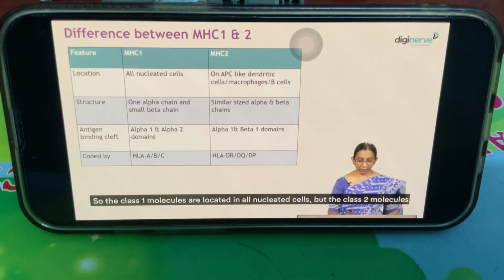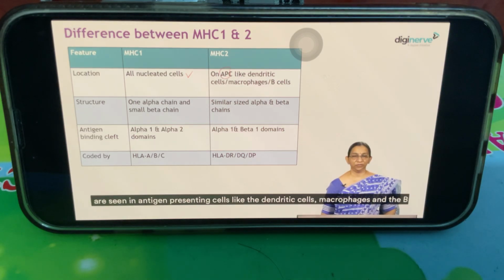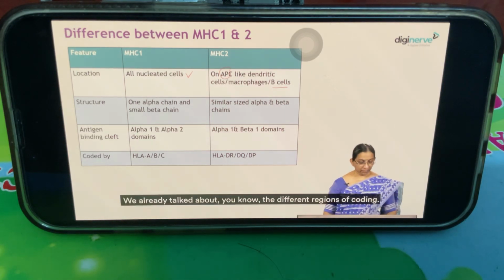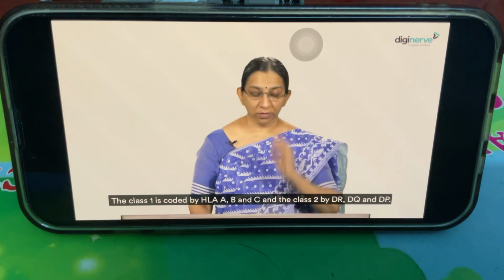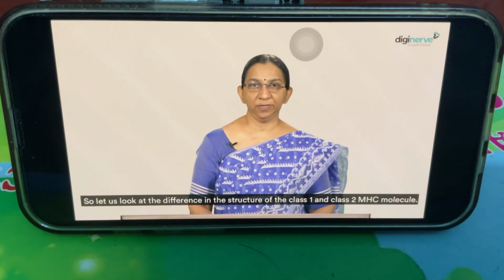The class 1 molecules are located in all nucleated cells, but the class 2 molecules are seen in antigen-presenting cells like the dendritic cells, macrophages, and the B cells. We already talked about the different regions of coding. The class 1 is coded by HLA A, B, and C, and the class 2 by DR, DQ, and DP. So let's look at the difference in the structure of the class 1 and class 2 MHC molecule.